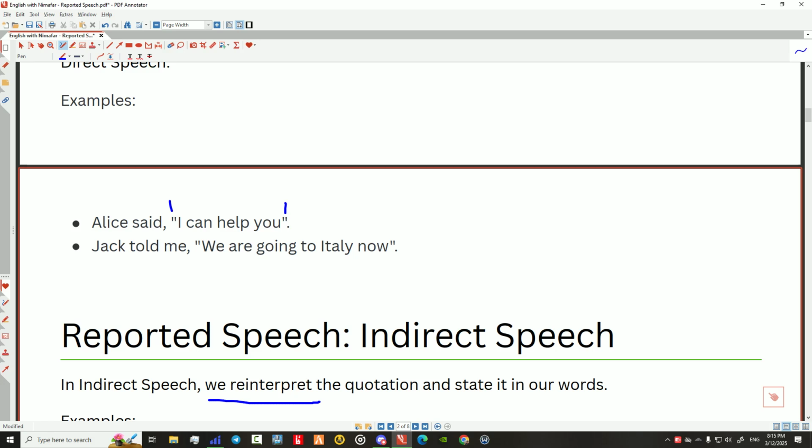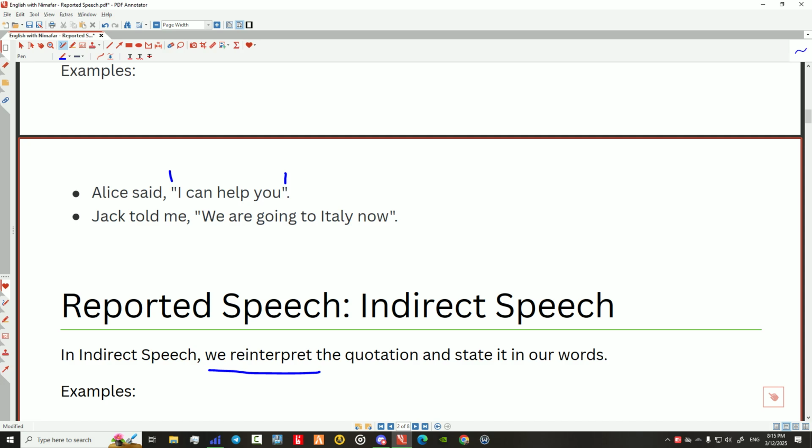We call it interpretation here. We reinterpret. Interpret means just to say what you got, your comprehension, we can say. So we reinterpret. It means we take the quotation and state it in our own words. So we have to change it. For example, here, Ali said, "I can help you."